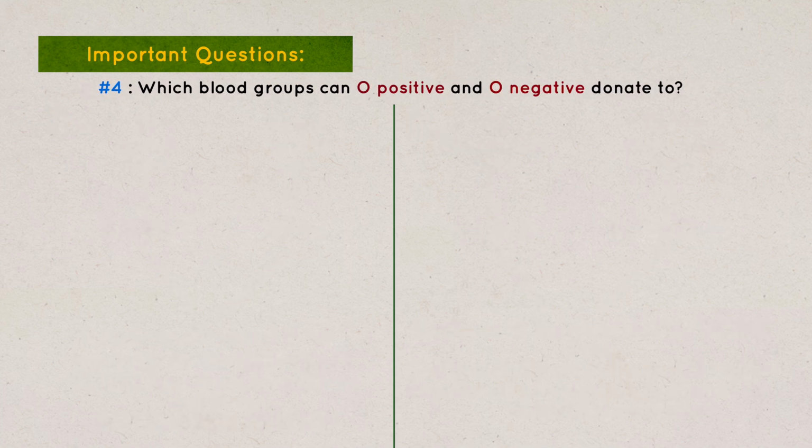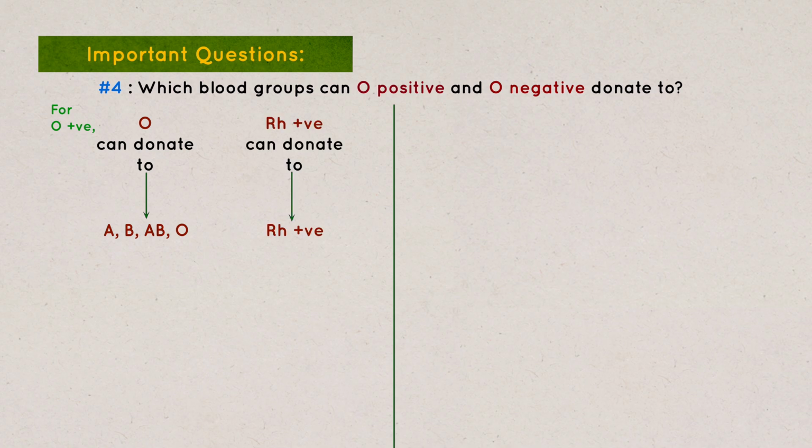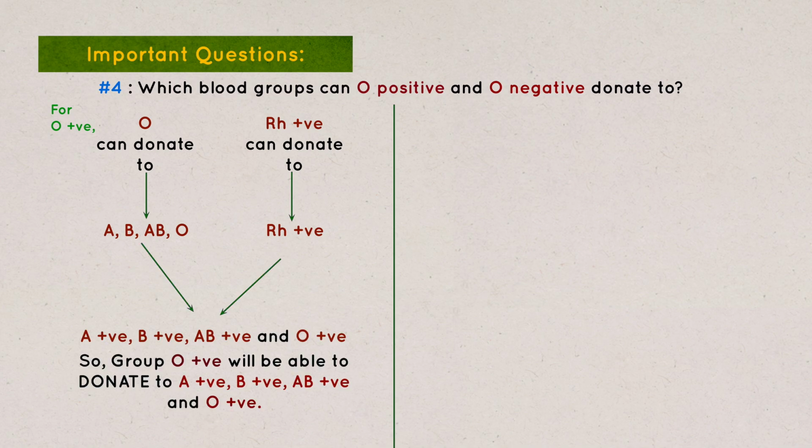Number 4, which blood groups can O positive and O negative donate to? First, let's look at O positive. As we know, group O can donate blood to all other blood groups, whereas the Rh positive can only donate to Rh positive. Therefore, O positive can donate blood to only Rh positives of all blood groups.